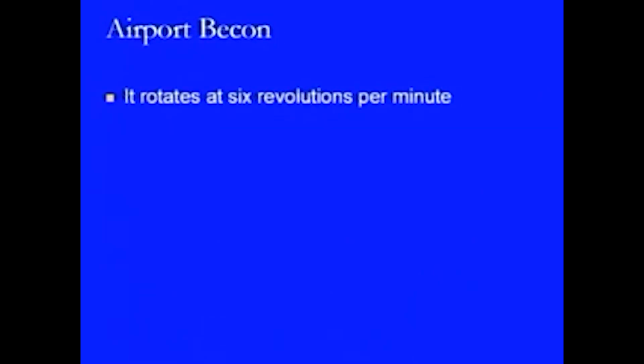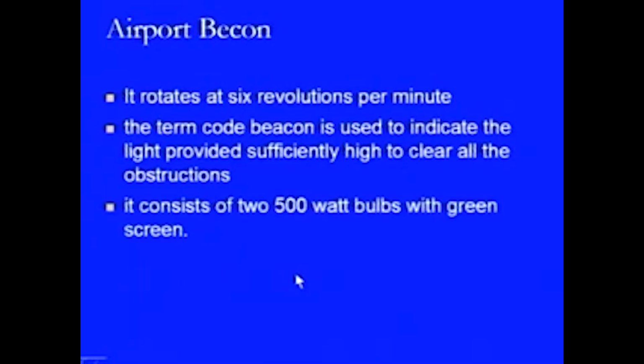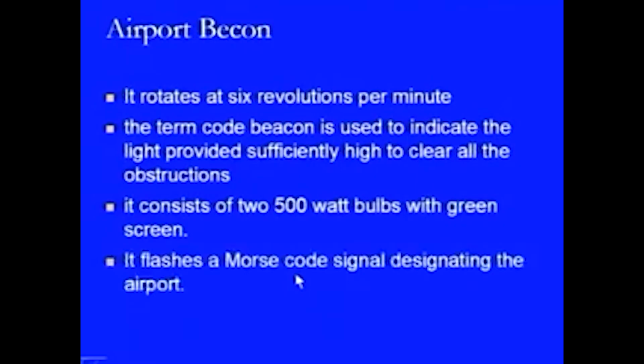It rotates at 6 revolutions per minute, and the term code beacon is used to indicate the light which is provided sufficiently high to clear all the obstructions. It consists of two 500 watt bulbs with green screens, and it flashes a Morse code signal designating the type of the airport. So the way the flashing is done is based on the Morse code, and this defines the classification of this airport.